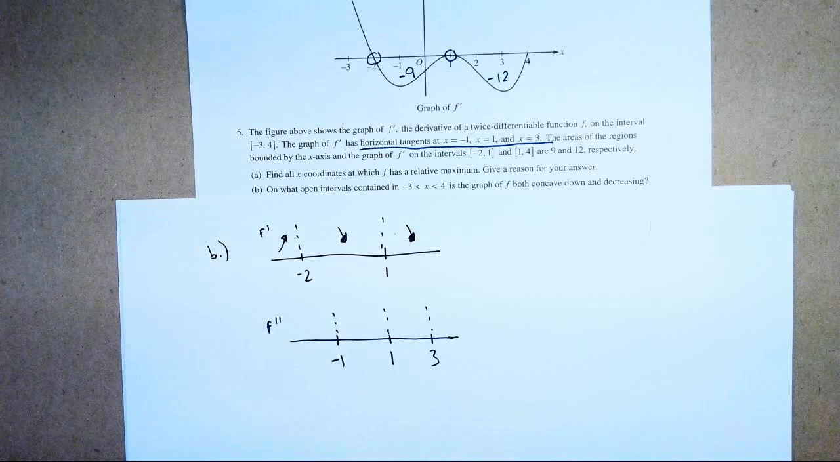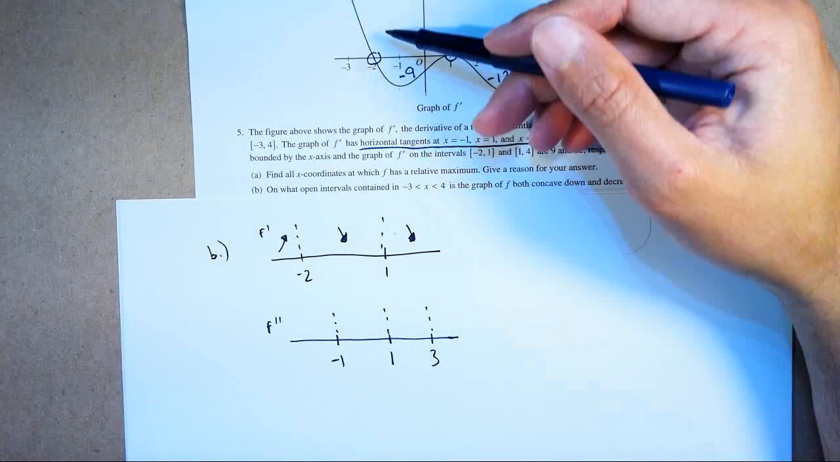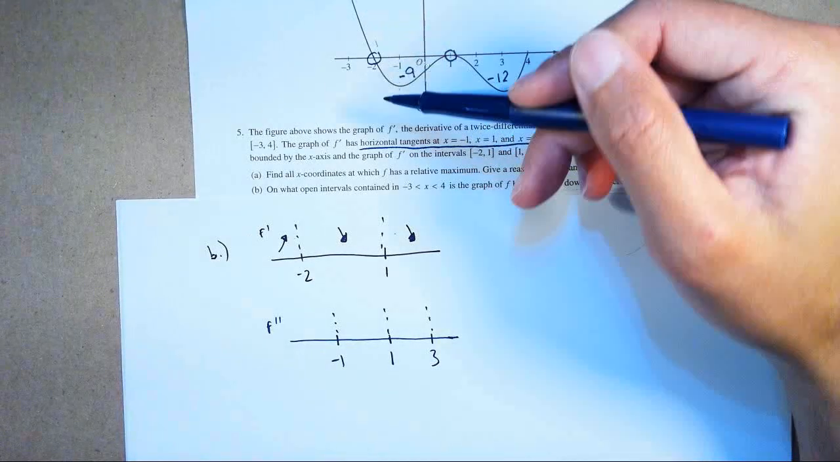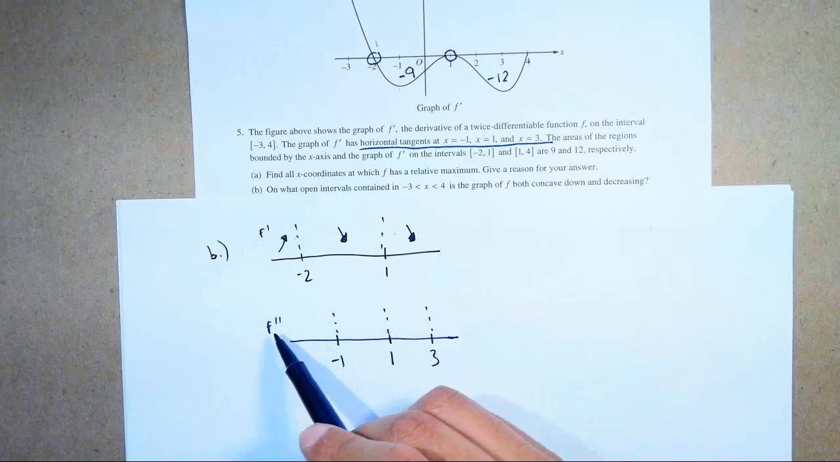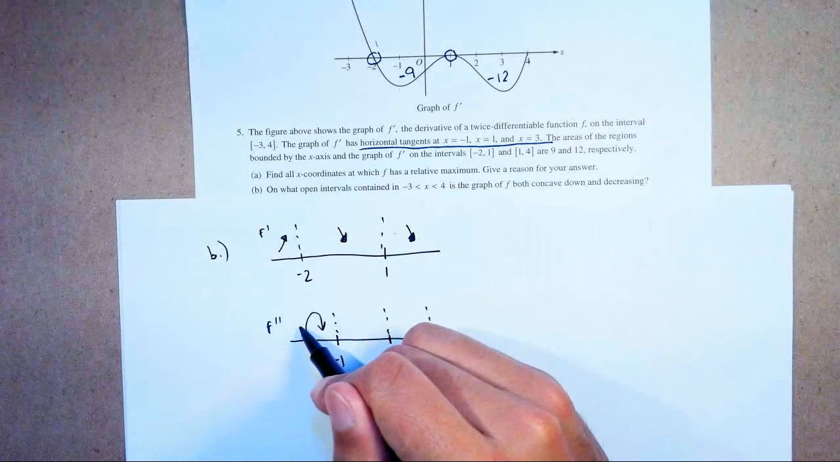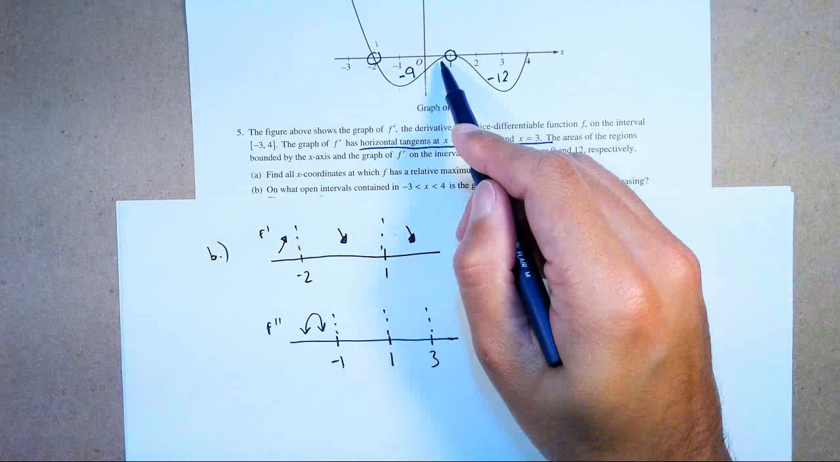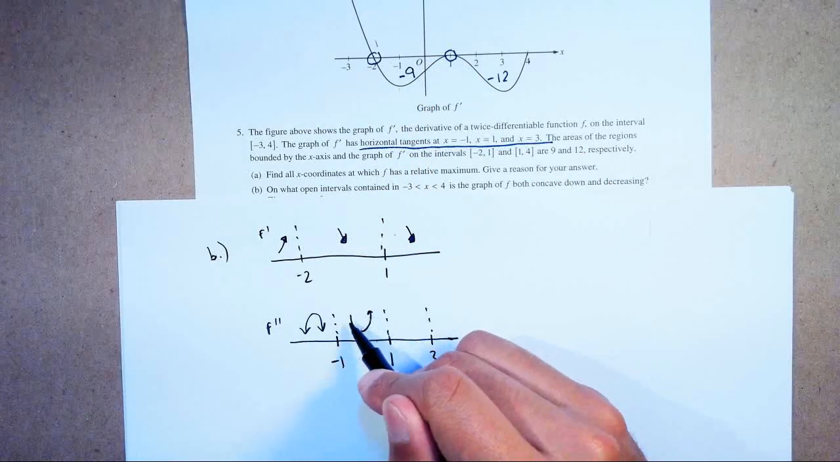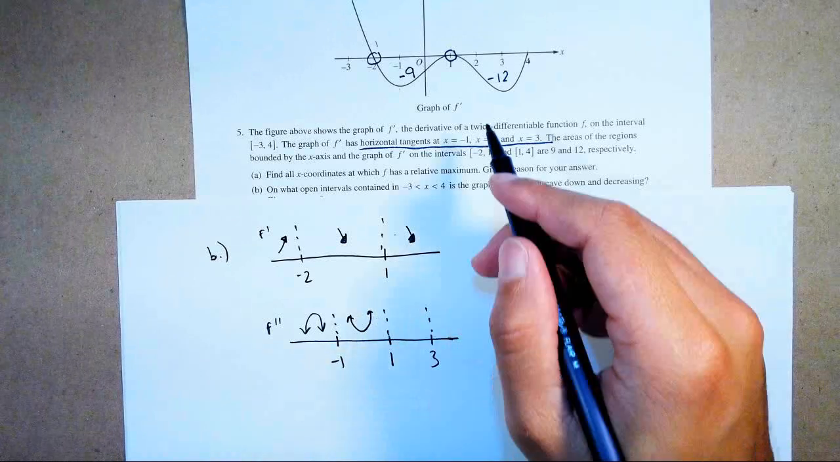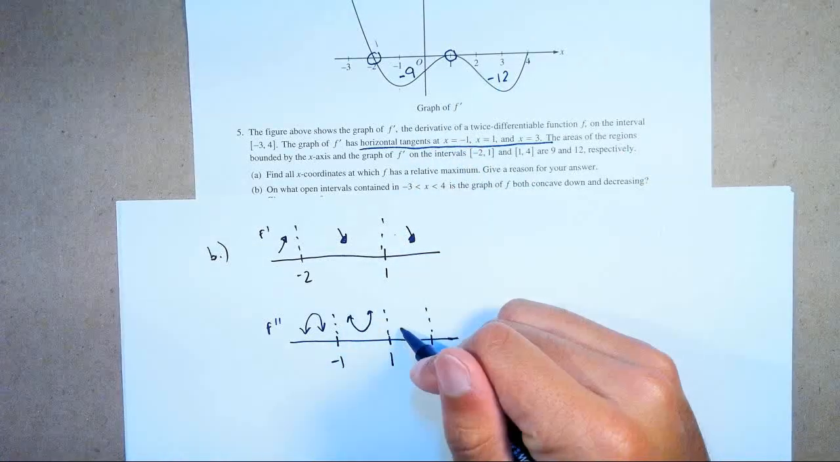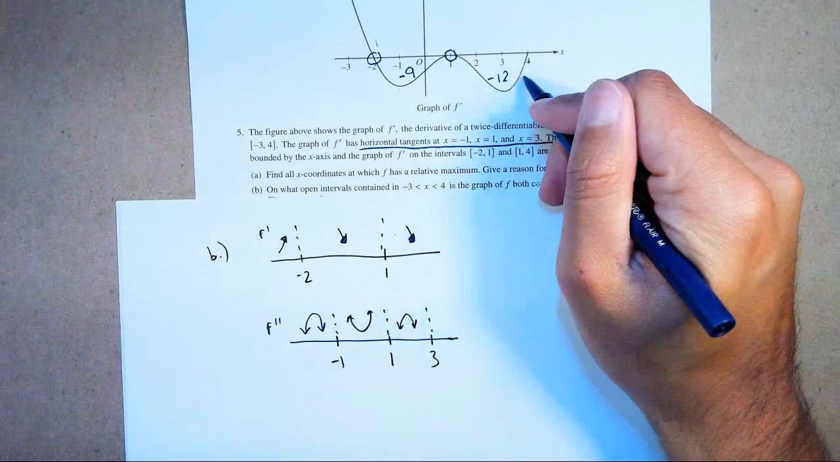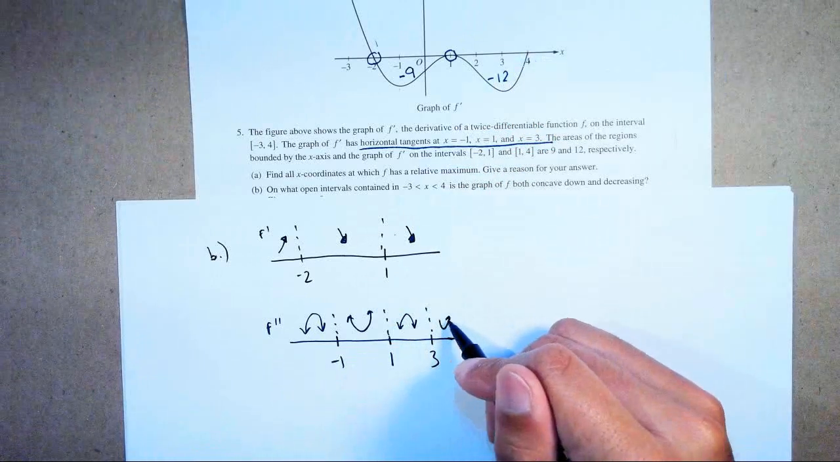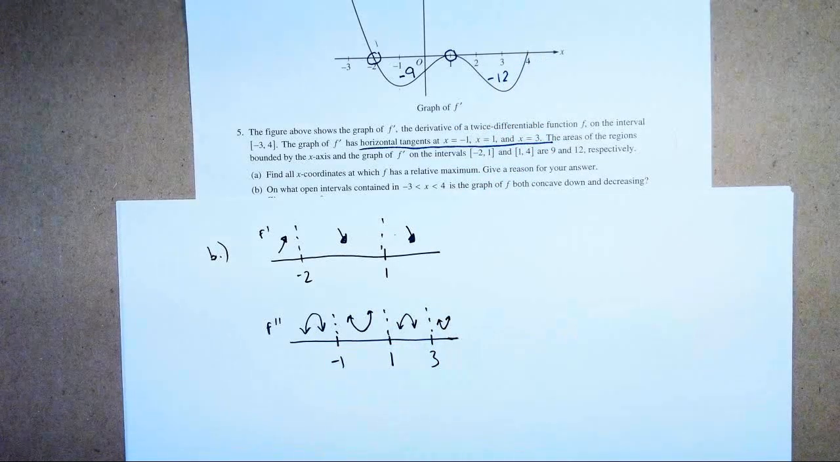And then your next thing is, okay, well, left of -1, it's decreasing. Well, yeah, it's awesome. It's decreasing, but for second derivative, decreasing means concave down. From -1 to 1, it's increasing. That's awesome for first derivative, but for second derivative, that means it's concave up. And then lastly, 1 to 3 would be concave down. And then 3 to 4, it's increasing, so concave up. So the question says, when is it concave down and decreasing?